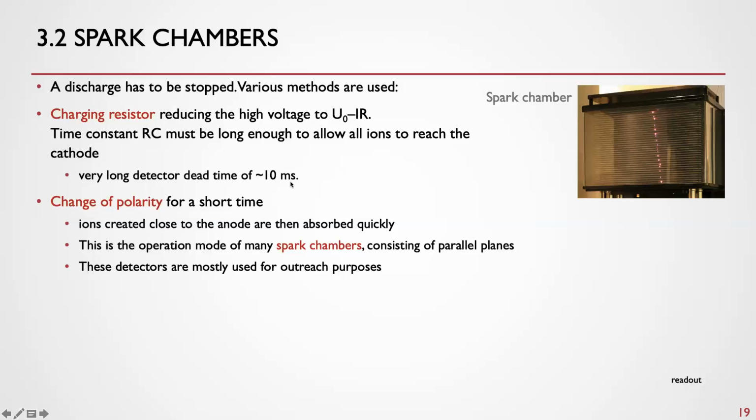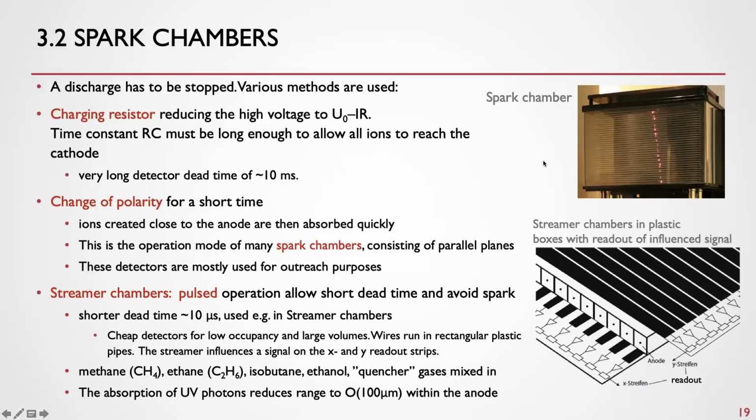One way to reduce the time is to briefly change, or to quickly change the polarity. That helps in reducing the time of clearing the chamber, because the ions created close to the anode are then absorbed very quickly. That's a common mode of operations for spark chambers. As we said, these are outreach, but you should know how they work, because at the Lange Nacht der Forschung, this is what we show.